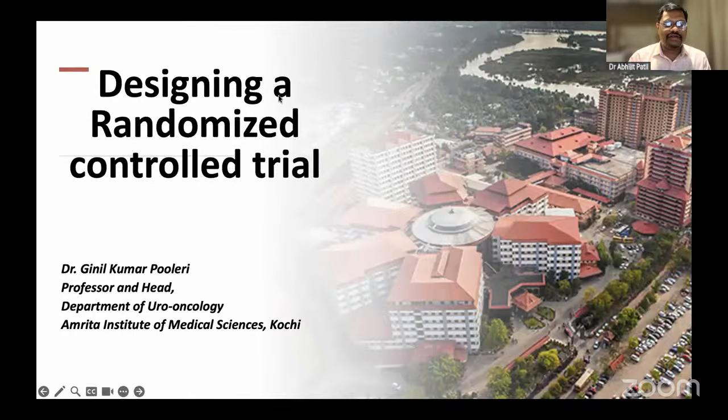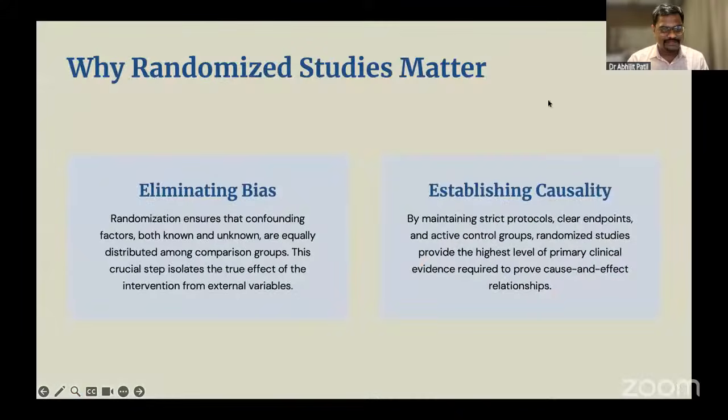For this, we have Ginil Kumar sir, who is professor and head of the Department of Uro-Oncology at Amrita Institute of Medical Science in Kochi, and he is chairman of the Collaborative Research Cell of USI. May I welcome you, sir, for this talk on designing an RCT, which is very important in medical research. Am I audible? Yes, you're audible and visible. Thank you, Abhijit. Thank you, Surya. Thank you, USI.